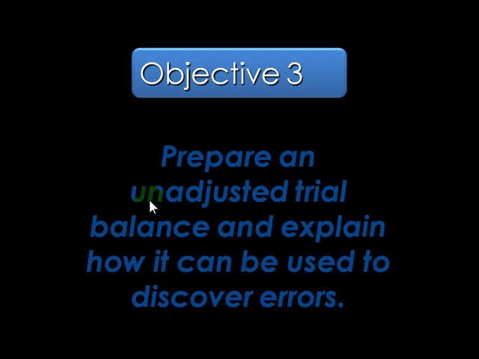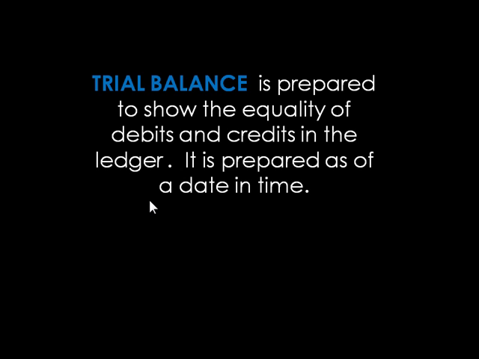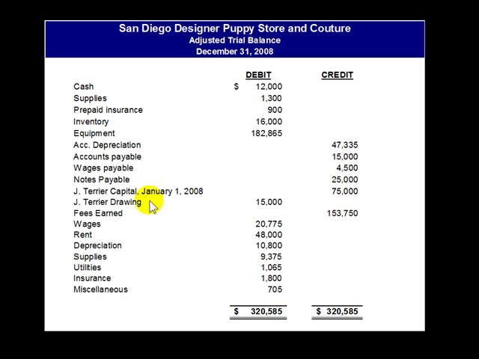The third objective is to prepare an unadjusted trial balance and explain how it can be used to discover errors. A trial balance is prepared at any given point in time to show that debits equal credits, and you prepare it as of a point in time. So usually month end, quarter end, year end.